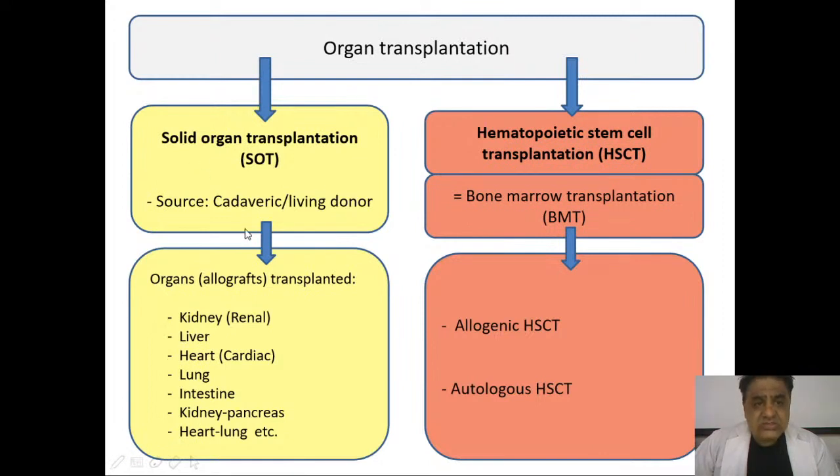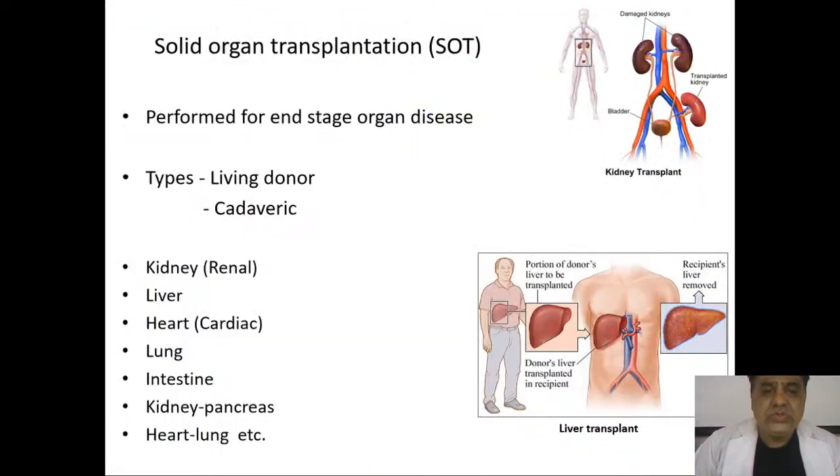Again, in solid organ transplant also, it's of two types: cadaveric, wherein the organs from a dead body are used for transplantation, and living donor, where a living person donates part of his organ for another human being to save his life. So, with this introduction, let's begin with solid organ transplantation, SOT. Now, solid organ transplantation is performed for end-stage organ disease, when the organ is beyond function and repair. And it could be living donor or cadaveric, as I discussed a minute back.